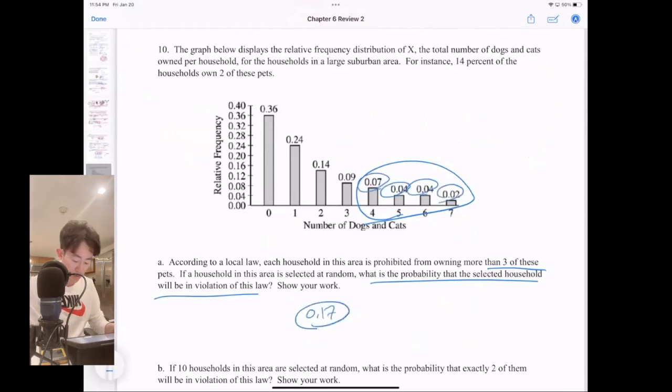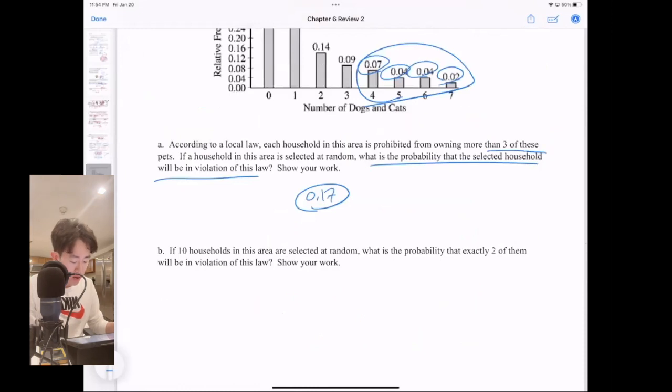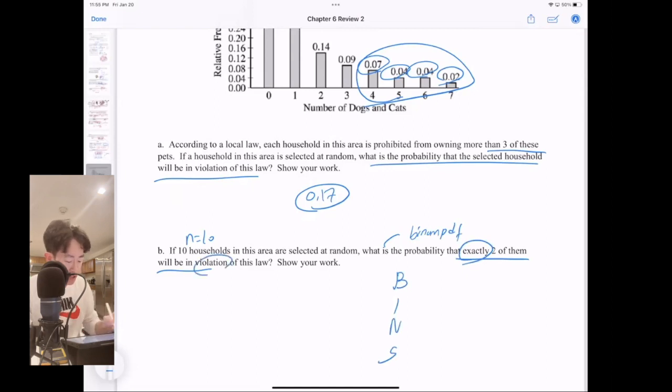So that's it. If 10 households in this area are selected at random, so n is 10, what is the probability exactly 2 of them are in violation? Now that sounds like a binomial PDF to me because I want exactly 2. But for binomial PDF, we have to check for BINS, right? So let's do that. Binary outcome: violation or no violation, yes or no. So we have 2 outcomes. You're either in violation or not.